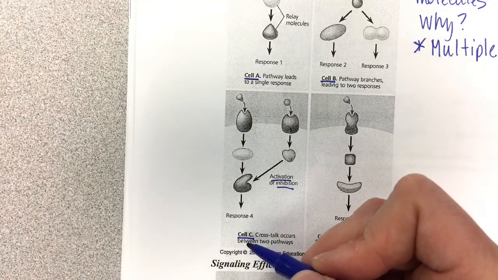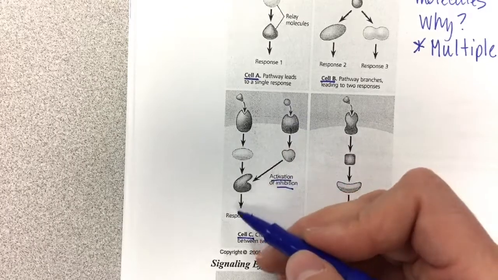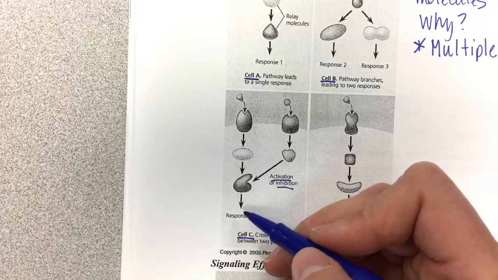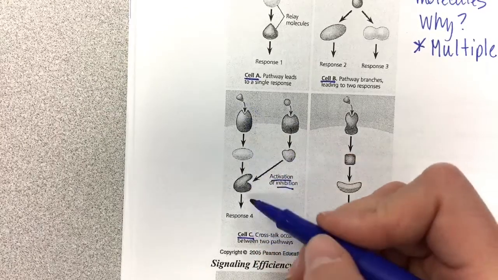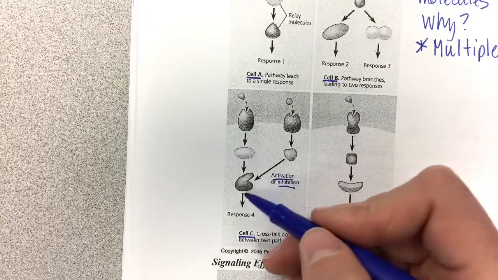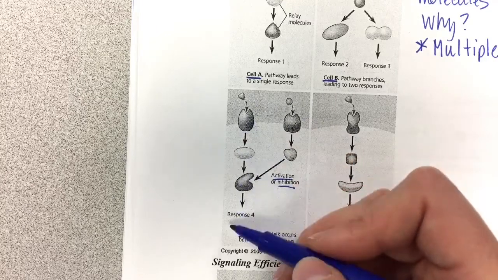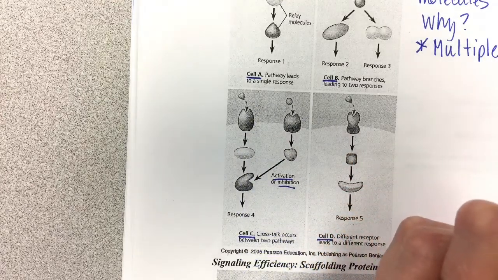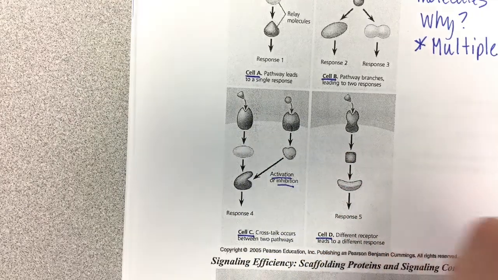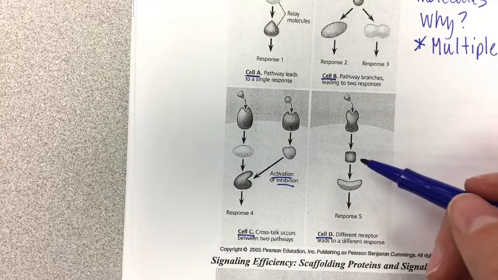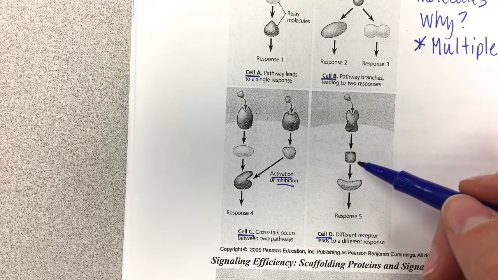So therefore, different parts of the body can release different signal molecules that may end up having the same responses in the cell that another molecule does. Or it can actually inhibit it and stop that from happening. So this signal molecule would kind of cancel out this one. And that's a possibility as well. So that's the crosstalk. And then cell D.